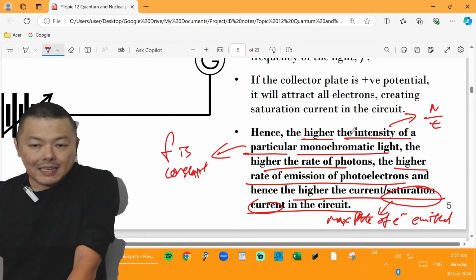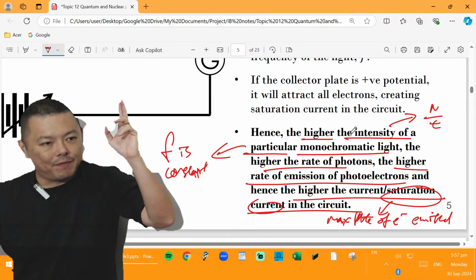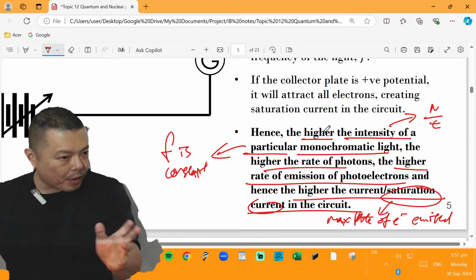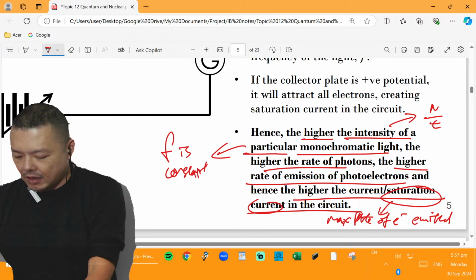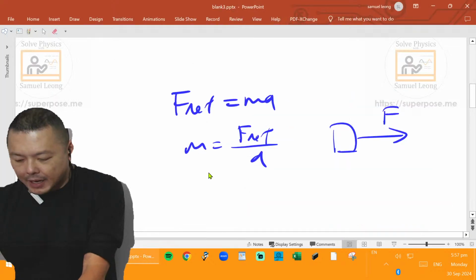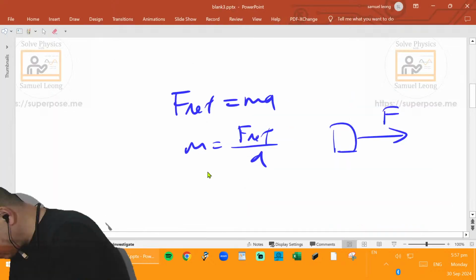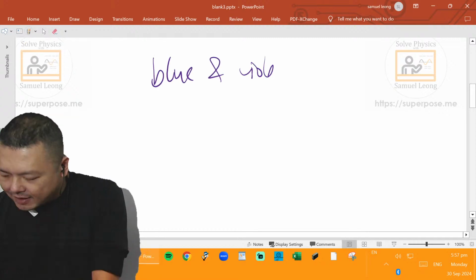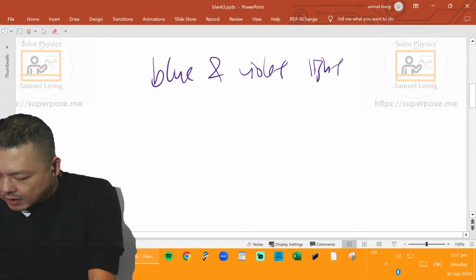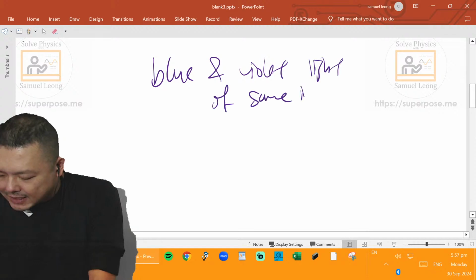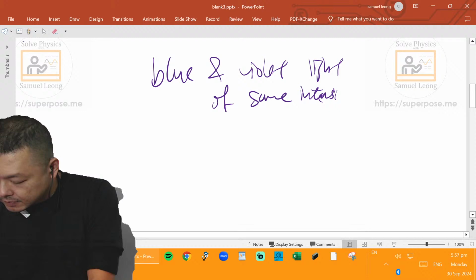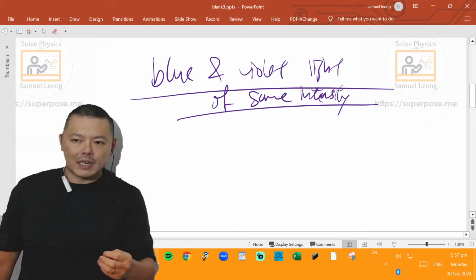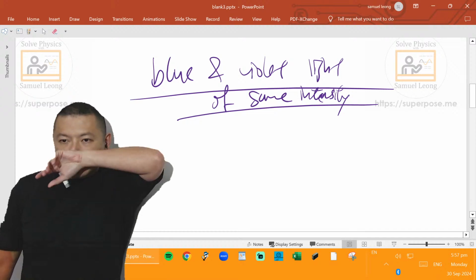Let's say I have blue light and I have violet light, but they have the same intensity. I want you to compare between blue light and violet light of the same intensity. How do they compare? What does it mean then? Let's say you have a question: blue and violet light of the same intensity. What does that mean?